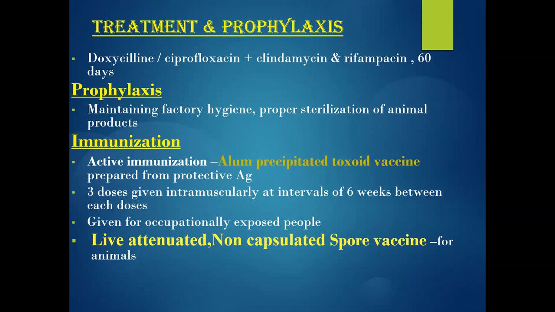Immunization. Active immunization by alum precipitated toxoid vaccine prepared from protective antigen. Three doses are given intramuscularly at intervals of about 6 weeks between each dose, given for occupationally exposed people, and a live attenuated, non-capsulated spore vaccine is used for animals.